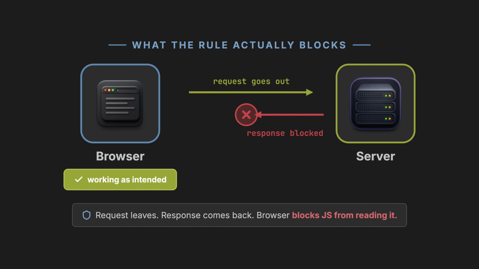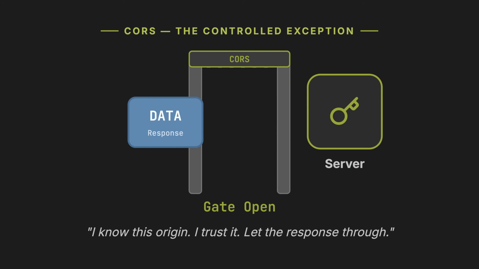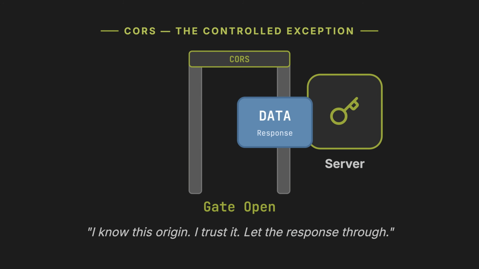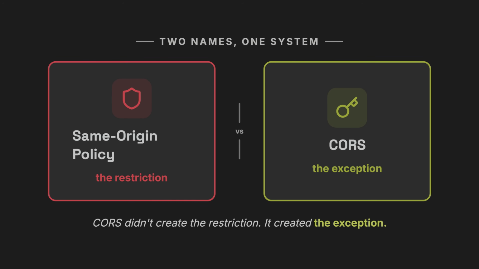We'll cover that later. CORS isn't a separate security system. It's the controlled way to relax that rule when the server says it's safe to do so. The server is saying, I know this origin, I trust it, let the response through. CORS didn't create the restriction, it created the exception.